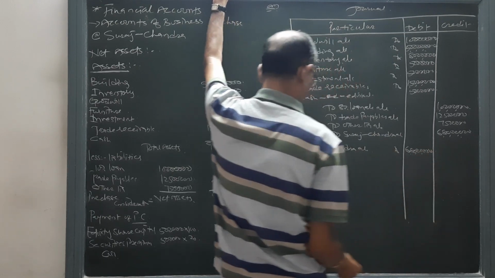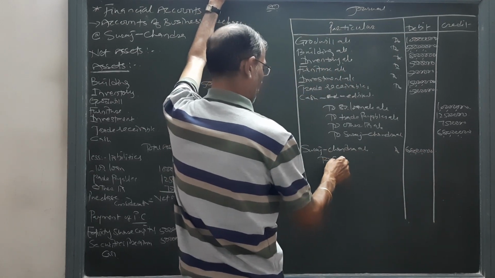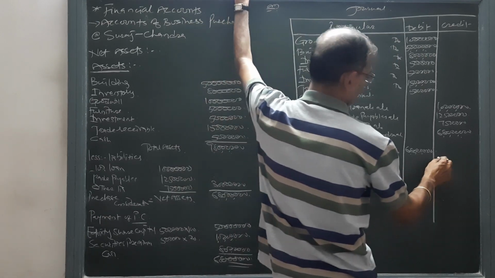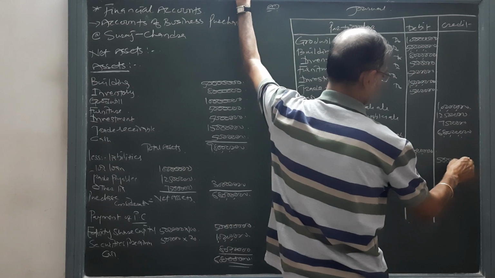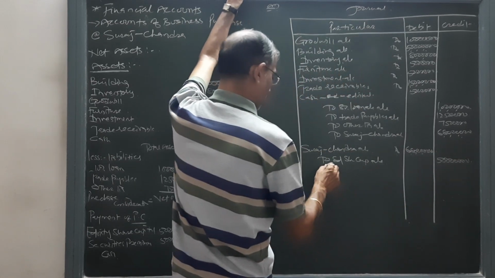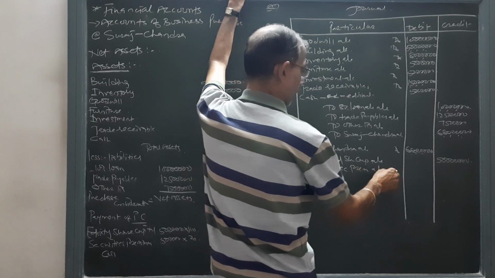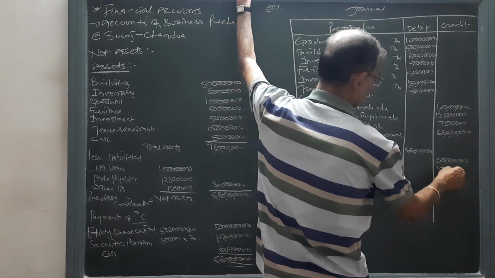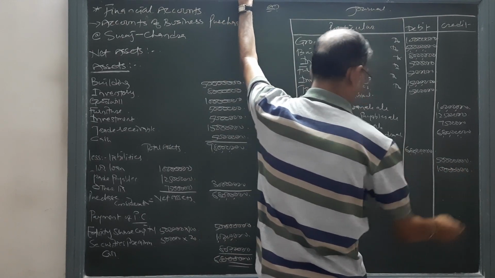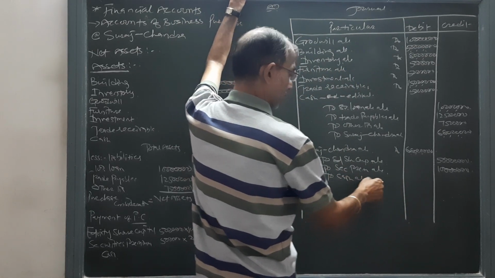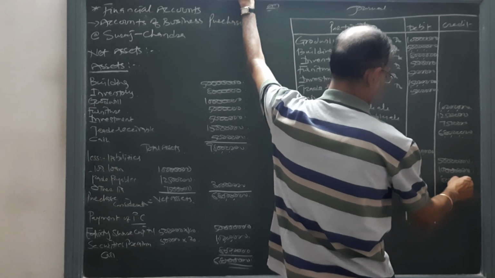Now Suraj and Chandra's account will be debited, and what was given to them will be credited. Six crore 80 lakh to equity share capital account, that is 5 crore, to securities premium account, that was 1 crore, and last to cash account, that is 80 lakh.